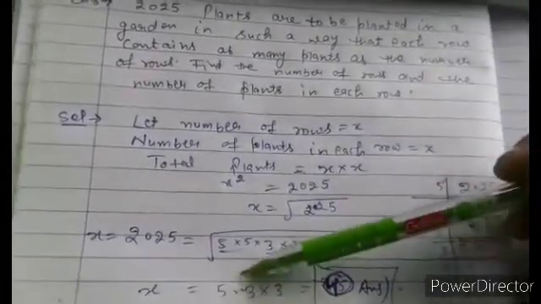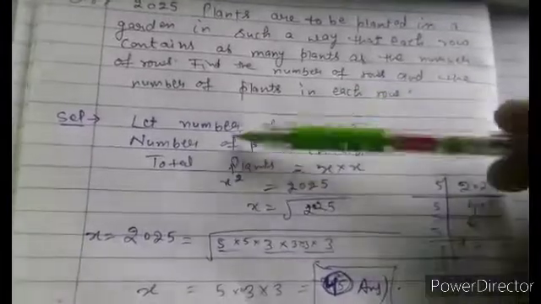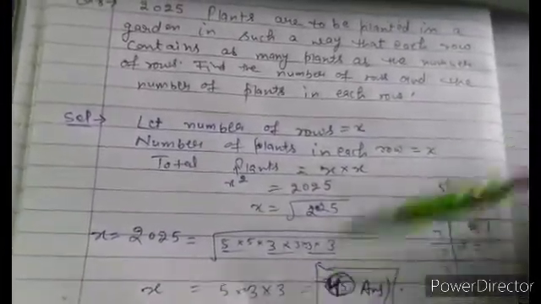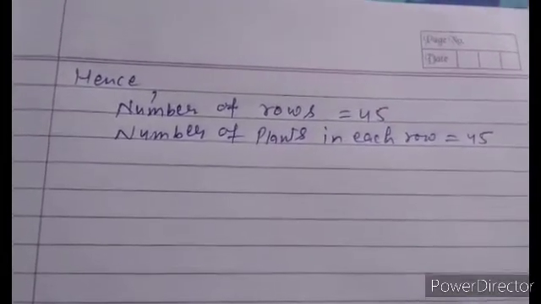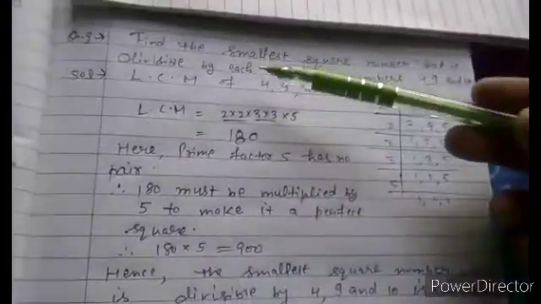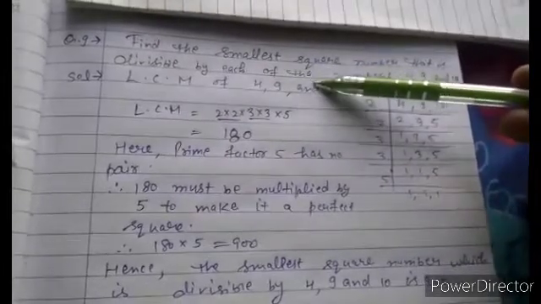So 5 threes are 15, 15 threes are 45. So the number of rows is 45 and the number of plants in each row is 45. So you can write: number of rows 45 and number of plants in each row 45.